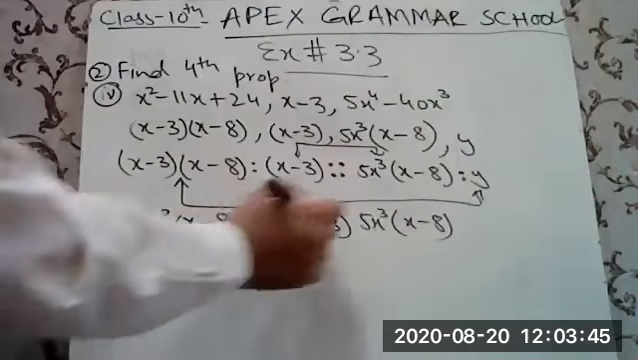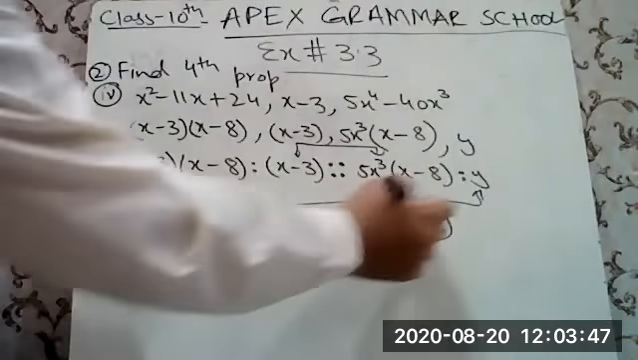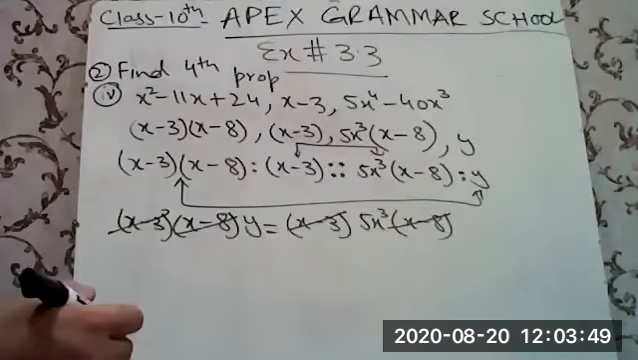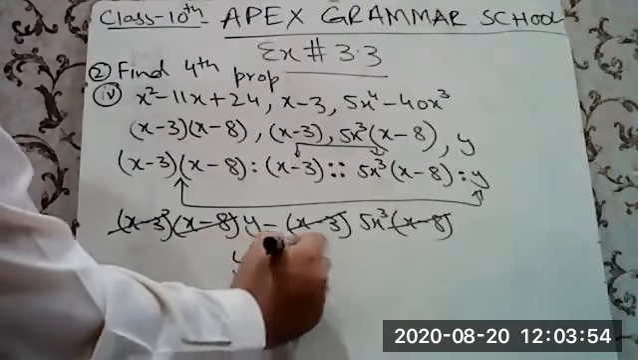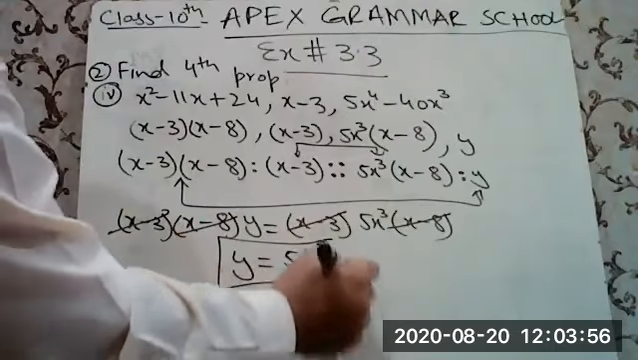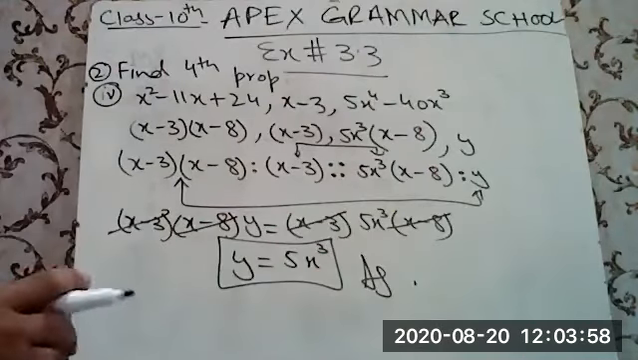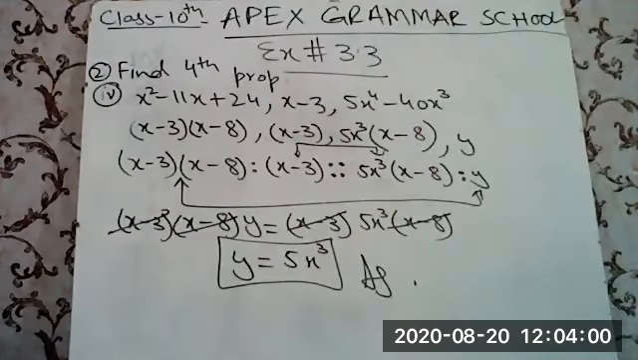x minus 3 will cancel this x minus 3, x minus 8 will cancel this x minus 8, and you are only left with y. So the value of y is equal to 5x cubed. And that's it. Through these steps, you can easily solve this question.